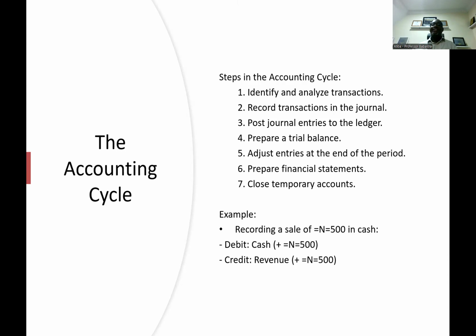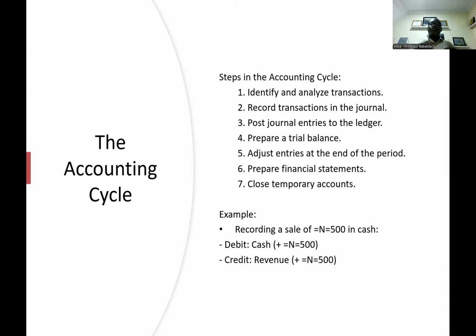You identify and analyze the transaction. So how do you identify? When the customer pays, it goes to revenue. And where did he pay? He pays with his card, it goes to our bank. So we are debiting our bank. Once you identify, the second step says you record the transaction in the journal. How do I do it? I'll debit my bank because he has paid with his card, and I'll credit my revenue, sales for the day.